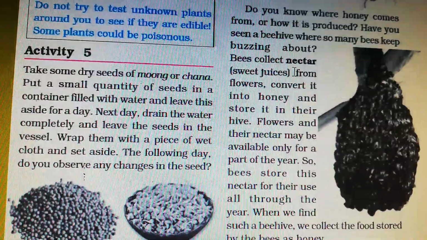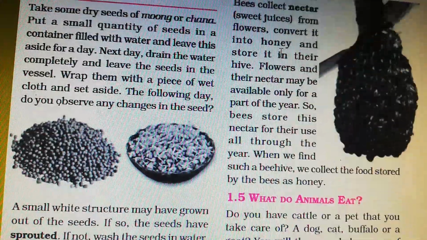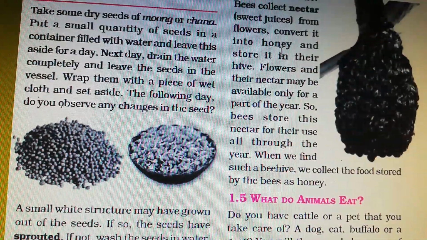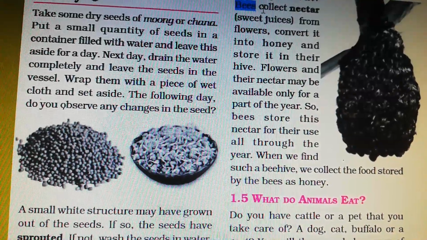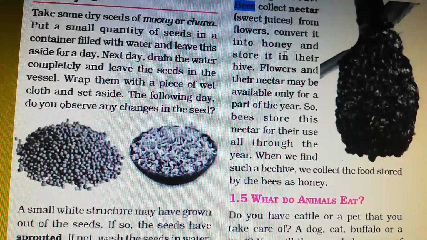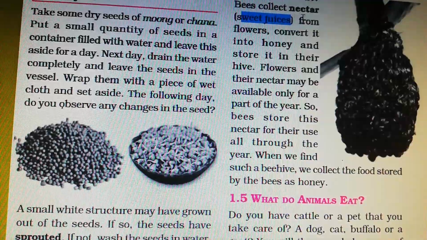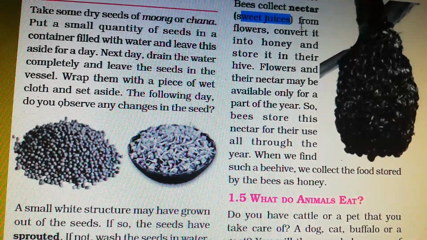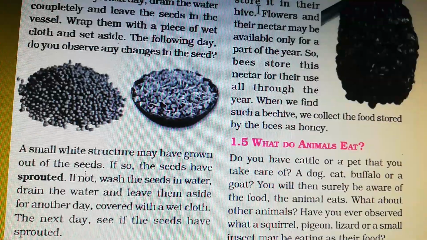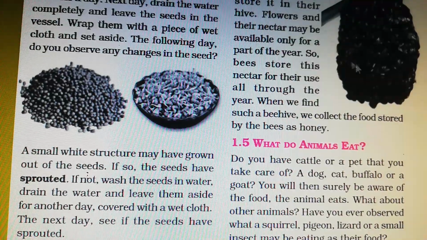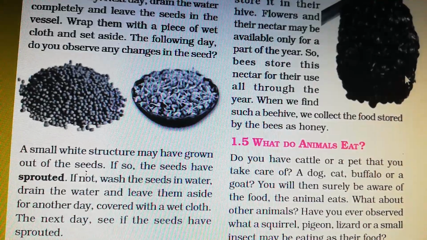Next is nectar. Do you know what nectar is? Nectar is the sweet juice from the flower. Bees convert nectar into honey and they store it in their hive. Honey is stored by bees in the beehive.